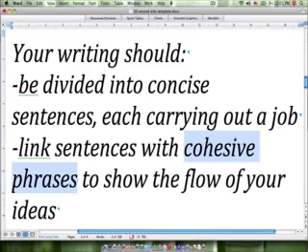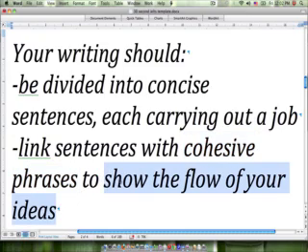These are the phrases like, for example, as this shows, because of this, thus. These points make it clear that, on the other hand, in contrast to this, in summary, to prove this, these kinds of phrases. Linking sentences in this manner will show the flow of your ideas. So overall, what you need to do is you need to write concise sentences and you need to link them with cohesive phrases.